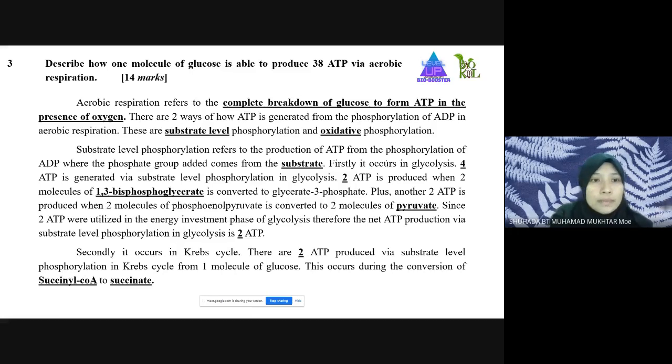Okay, so first dia mention dulu, dia punya intro, mention dulu aerobic respiration apa dia. So aerobic respiration refer to complete breakdown, ataupun oxidation boleh diterima juga, of glucose to form ATP in the presence of oxygen. So ada dua cara, which is substrate level phosphorylation and oxidative phosphorylation. Okay, substrate level phosphorylation refer to production of ATP from the phosphorylation of ADP where the phosphate group added comes from the substrate.